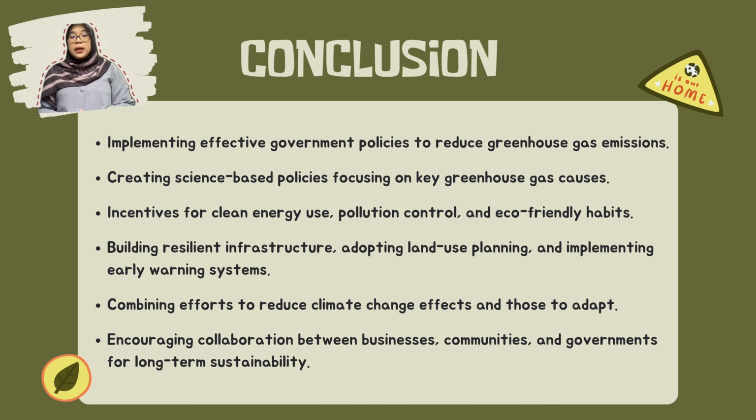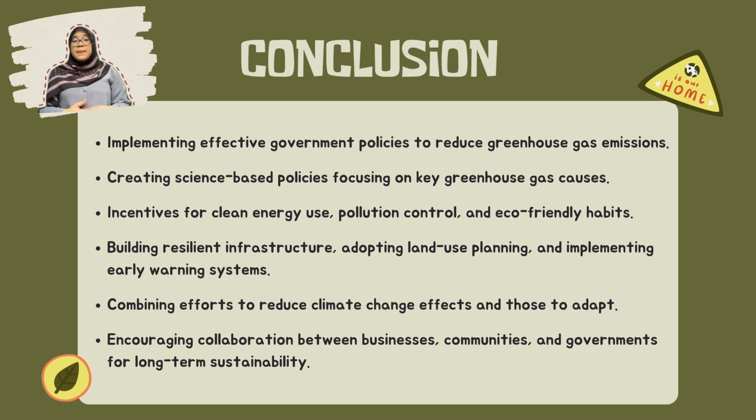Okay, for the conclusion, tackling the serious problem caused by climate change needs a multifaceted approach. This includes both creating and enforcing effective government policy to lower greenhouse gas emissions and adapting strategies to deal with the effects of a changing climate. To effectively lower emissions, government must put a high priority on creating science-based policy that focuses on key areas that cause the greenhouse gas problem. This could mean giving people incentives to use clean energy, controlling pollution from factories, and encouraging environmentally friendly habits.